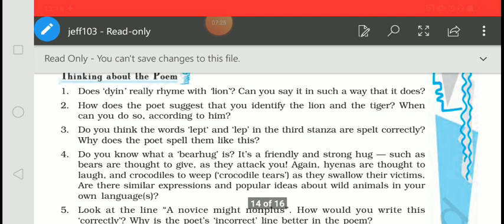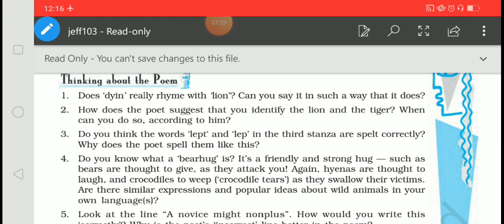Okay, look at the second question. How does the poet suggest that you identify the lion and the tiger? When can you do so according to her? So in the first stanza, the poet tells us how to identify a lion, and in the second stanza, the poet tells us how to identify a Bengal tiger. The poet differentiates between the two in the following manner. She says that if the beast is of yellow-brown color, that is tawny color, and it roars so fiercely that you may die out of fear, then this is an Asian lion.